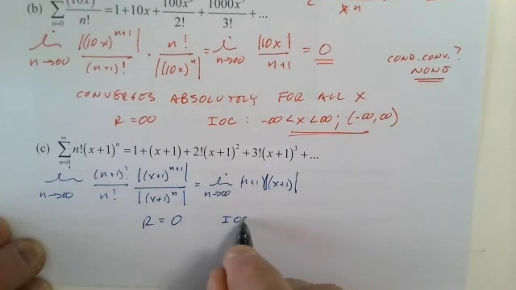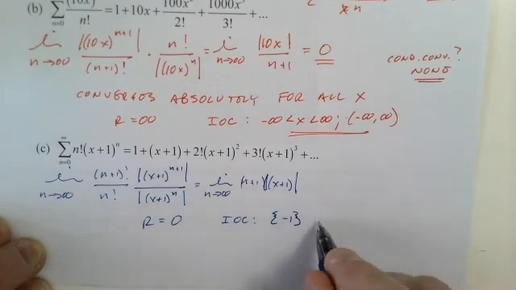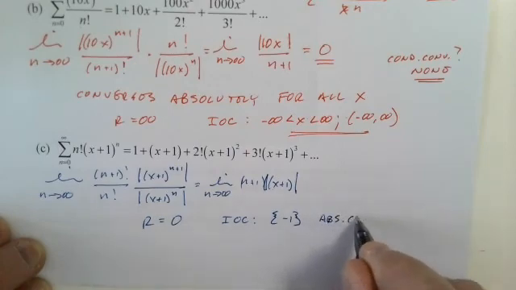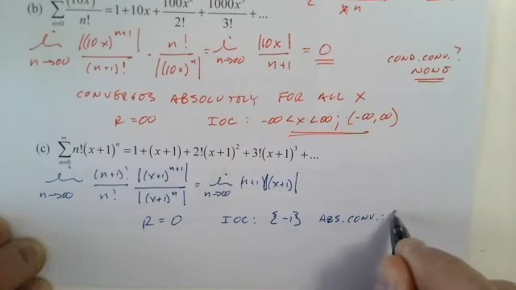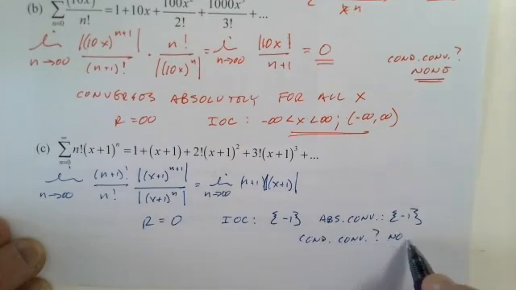The interval of convergence is -1. It is absolutely convergent at -1. And where is it conditionally convergent? No values, or none.